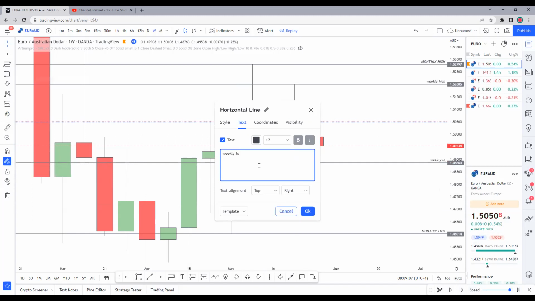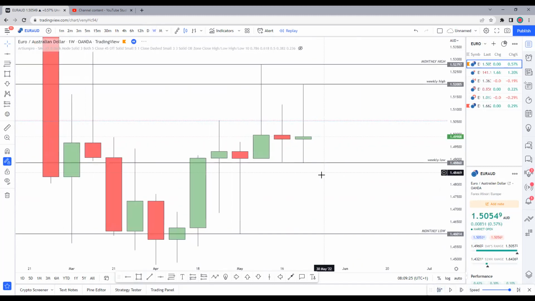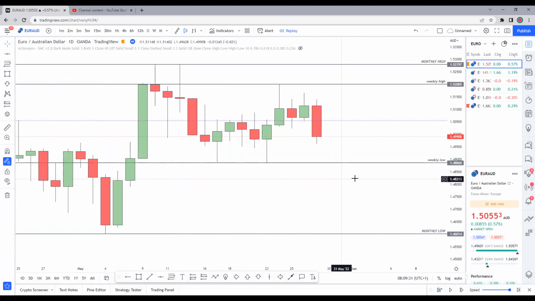Weekly low. Okay. So we know that we're within the monthly range, and now we're looking to determine the weekly range. Once we break this down, let me remove that candle there too. We'll just keep taking it one candle back at a time. Let's go down into the daily, and we're breaking price down.